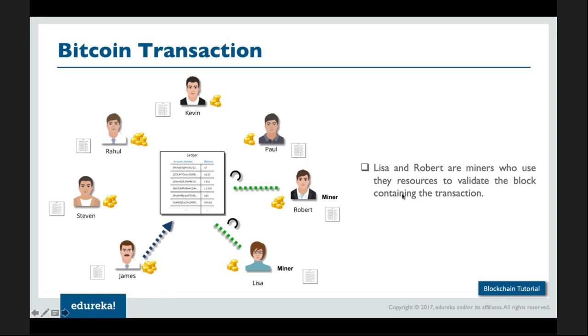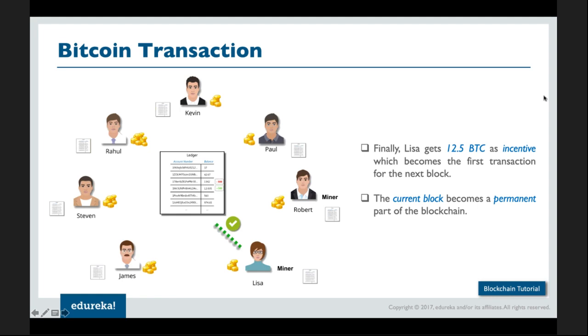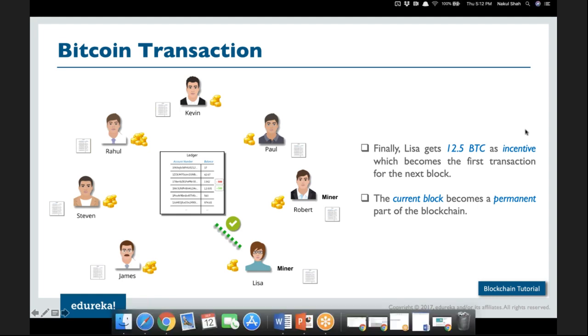Now, the obvious question that one would ask is why are Lisa and Robert putting in so much effort and so many resources in order to run these transactions? The reason they're putting in all these resources is that for every block they mine successfully, they get a certain reward. Currently that reward is 12 and a half bitcoins. Earlier it was 25 bitcoins. Before that it was 50 bitcoins.